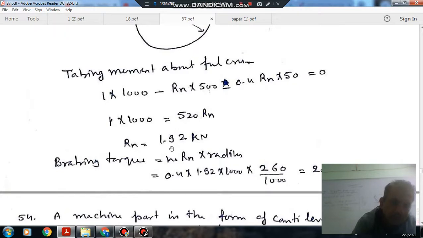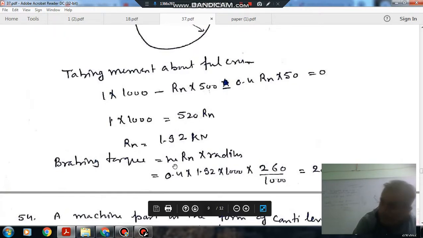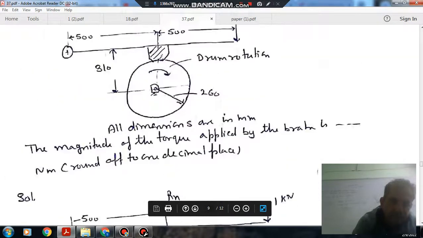From Rn we can calculate the braking torque, that is given by mu Rn times the radius of the drum. So 0.4 into 1.92 into 1000 into 0.26, which is about 200 newton meter. So the answer is 200 newton meter.